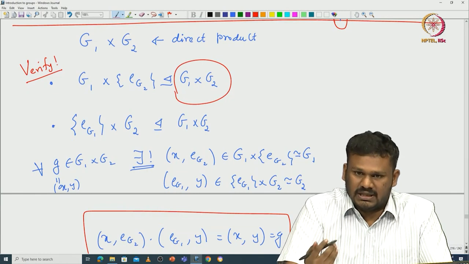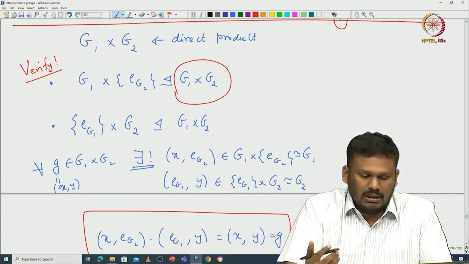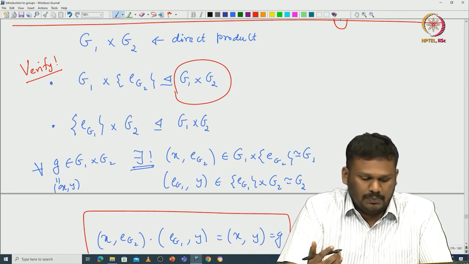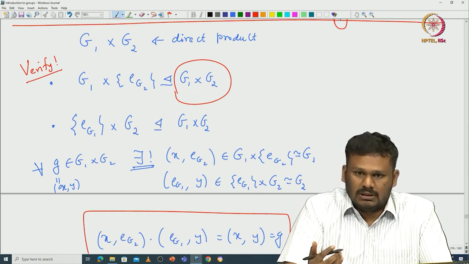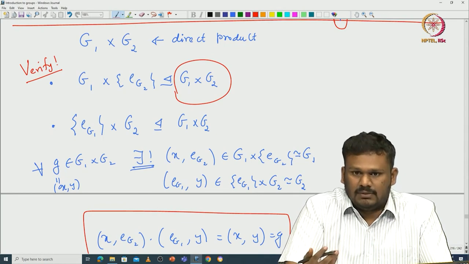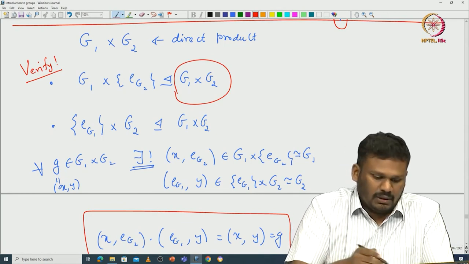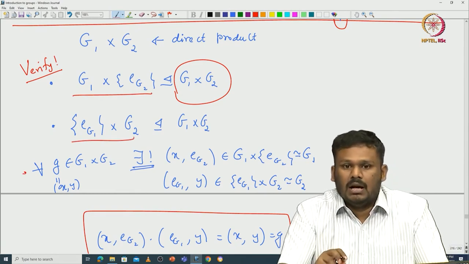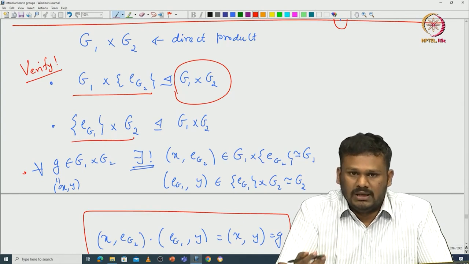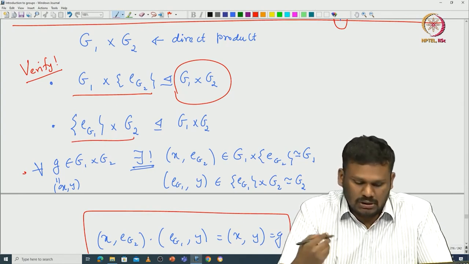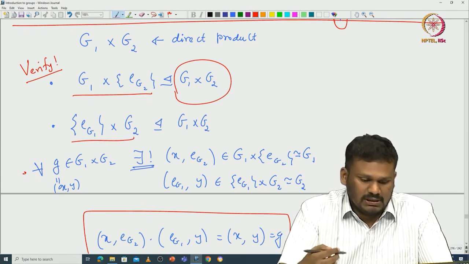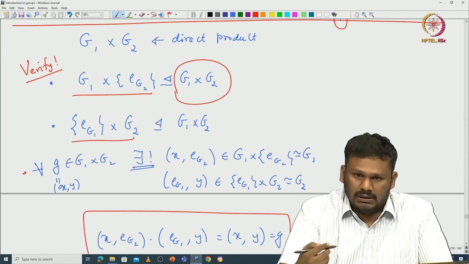So, we have this group G1 cross G2, which is a nice group created from given two groups G1 and G2. But what are all the properties that G1 cross G2 has? G1 cross G2 is obtained from G1 and G2, but if you think about it, these properties are important properties. Okay? G1 being normal in G1 cross G2, G2 being normal, and any given element is just a product of elements from G1 and G2, written in a unique way. So, these are all the important properties of this G1 cross G2.